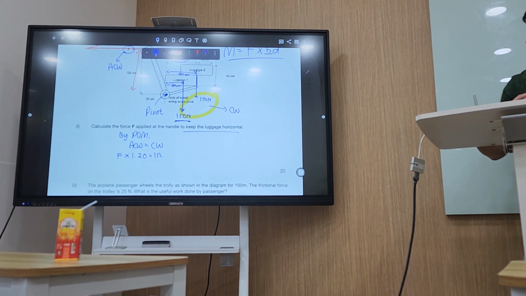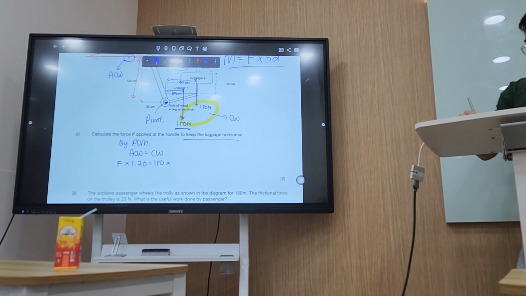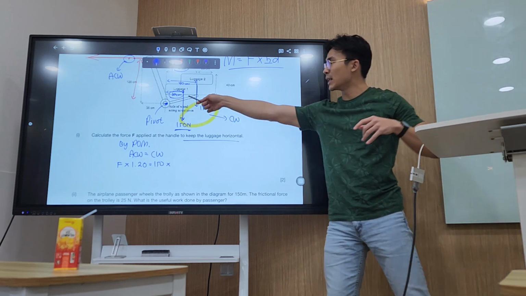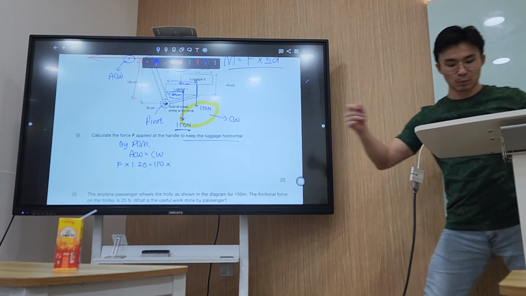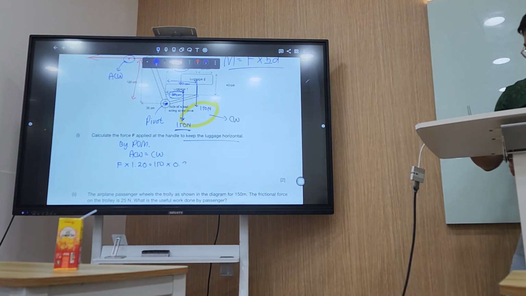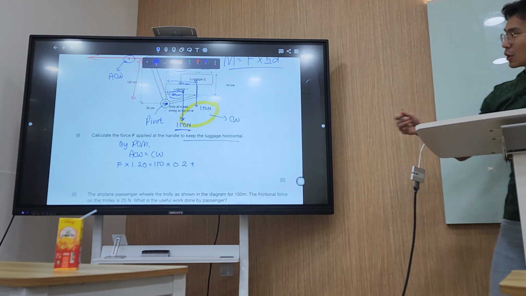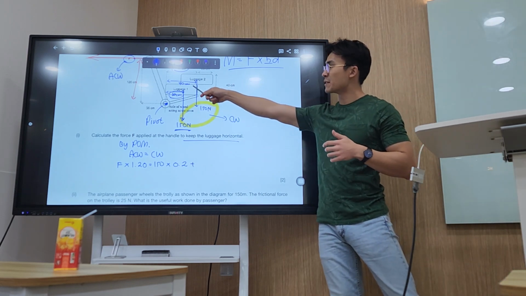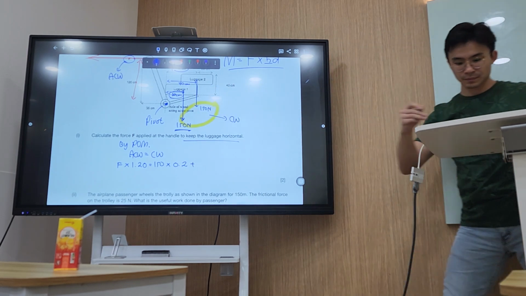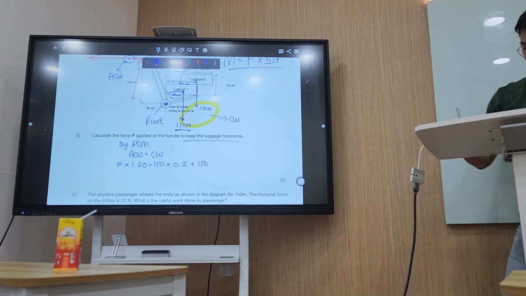So, 150 times 20 cm down here. Please convert it to meters as well. It will be 0.2. Then your next luggage, luggage number 2, is 40 cm away. So you need to convert this as well.